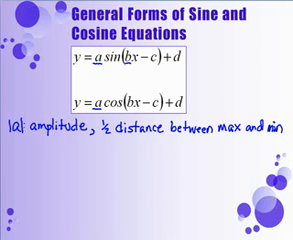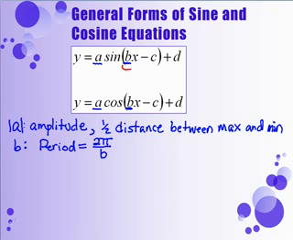Okay, now let's take a look at what is B. Well, we use B to define our period. So the period is equal to 2 pi divided by B.